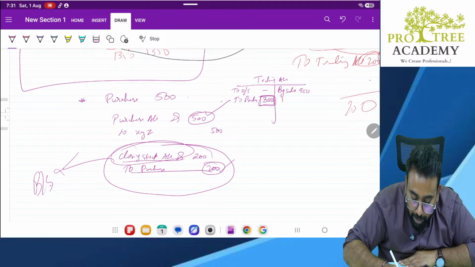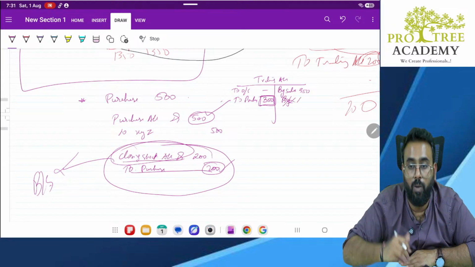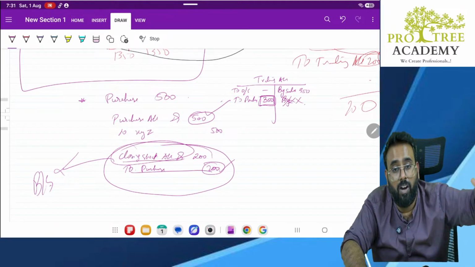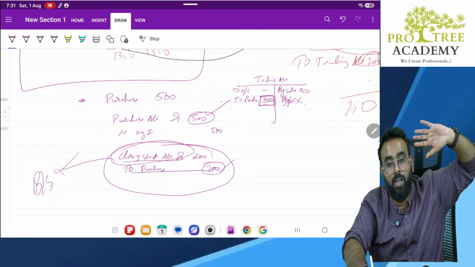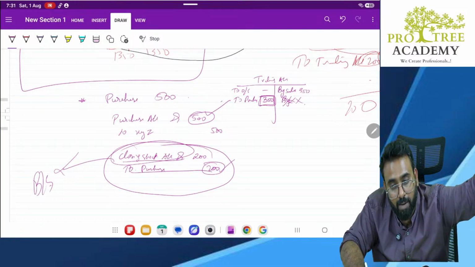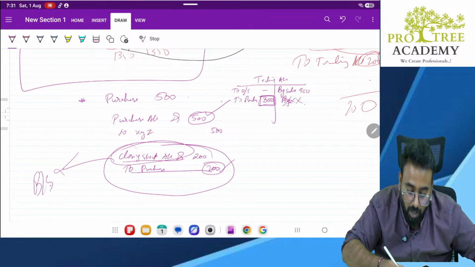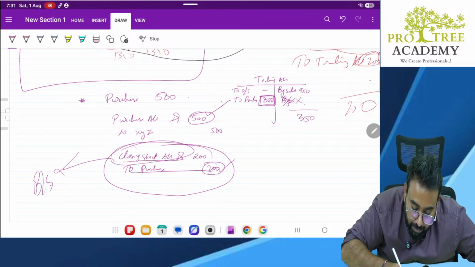Now here, closing stock is not shown. Why? Because closing stock is already created in the trial balance itself. So ultimately, what is the profit? 350, 350, profit is 50.